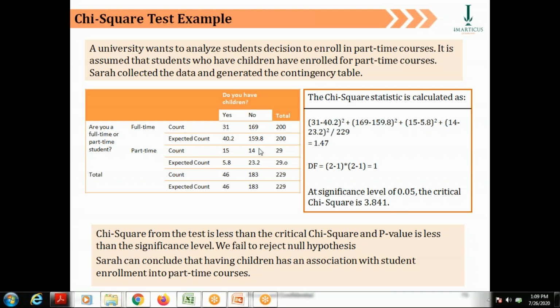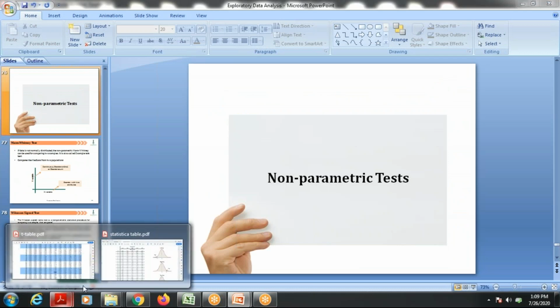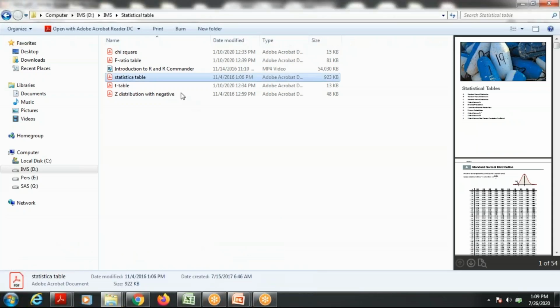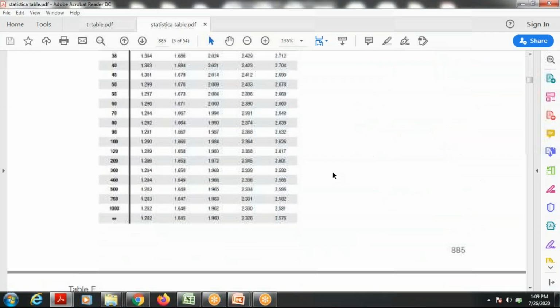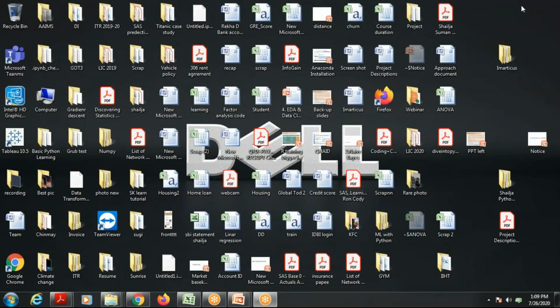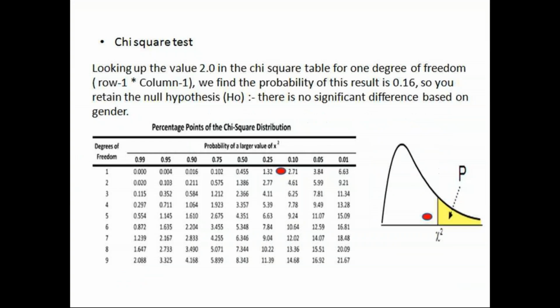So let me go back. That is alpha. If I go back to the chi-square table, I will showcase. Or let me open the previous day's slide wherein your chi-square value is there. This is the table from which we are calculating it.